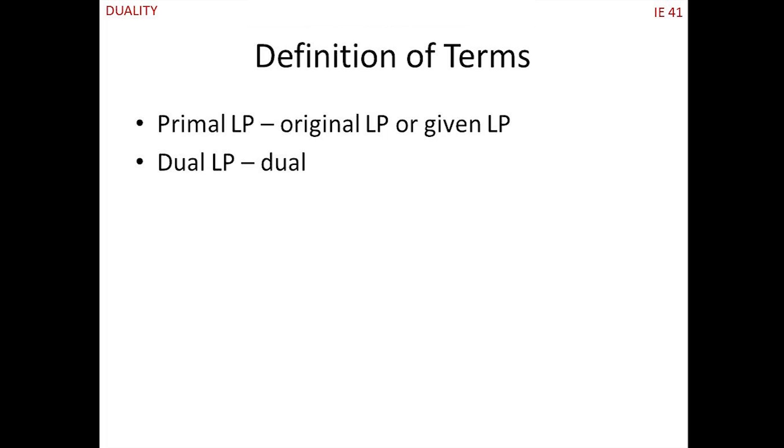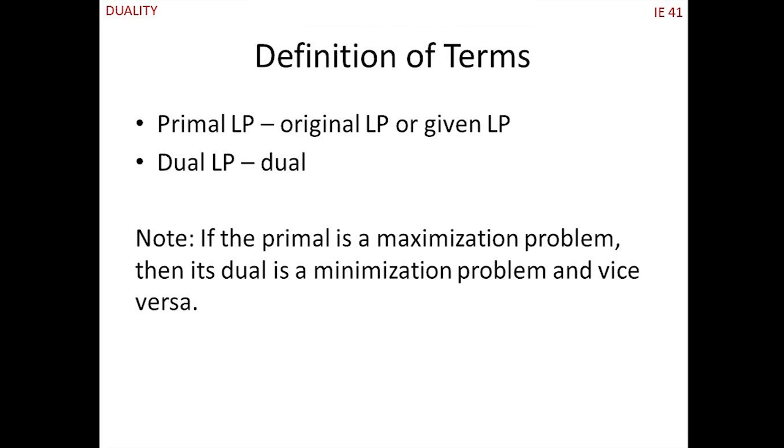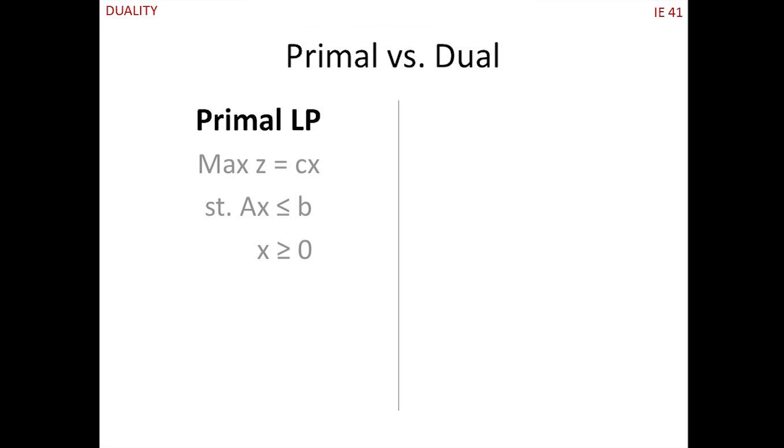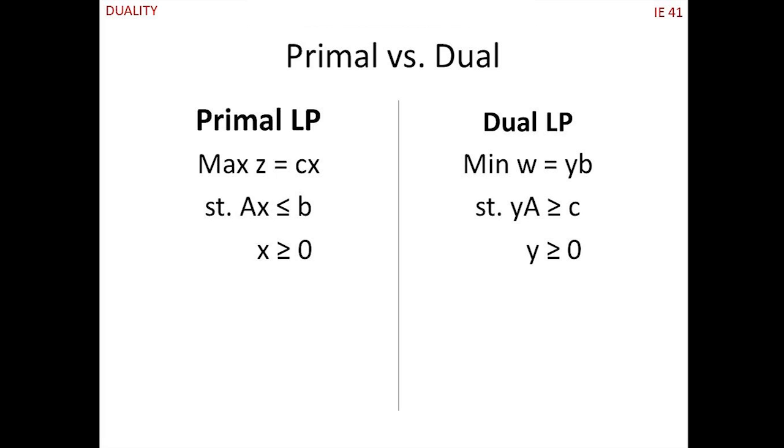If the primal LP is a maximization problem, then its dual is a minimization problem and vice versa. This is true for all LPs. Consider the following primal LP, maximization in matrix form. Max z is equal to cx such that Ax is less than or equal to b, while x is greater than or equal to 0. Then, its dual can be written as minimization in matrix form, min w is equal to yb, such that yA is greater than or equal to c, and y is greater than or equal to 0.